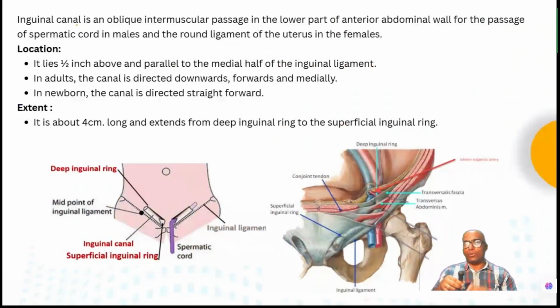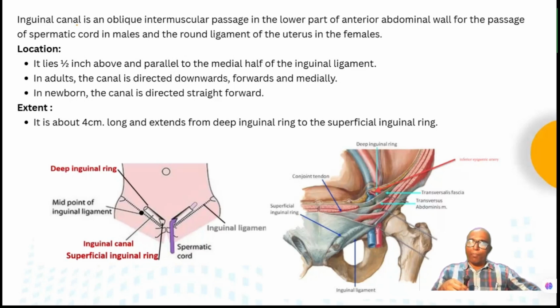Now coming to the inguinal canal as such. What is an inguinal canal? It is an oblique intermuscular passage in the lower part of the anterior abdominal wall for the passage of the spermatic cord in males and the round ligament of the uterus in females. There is always one SBA regarding the content of the inguinal canal, so listen carefully.